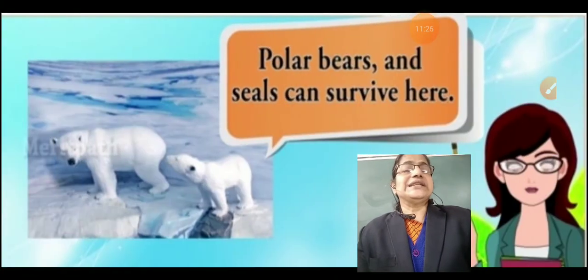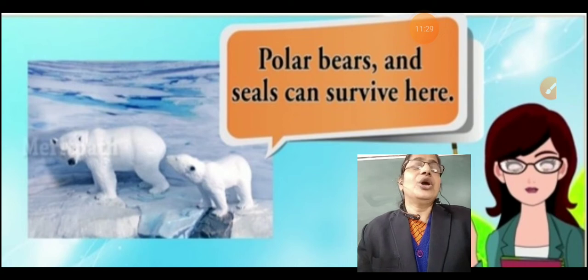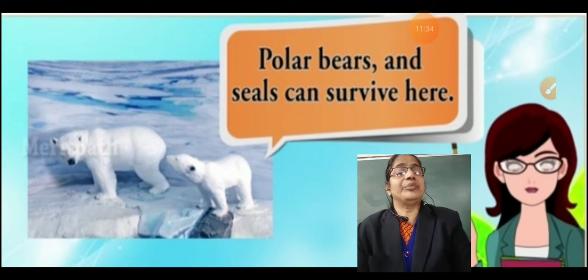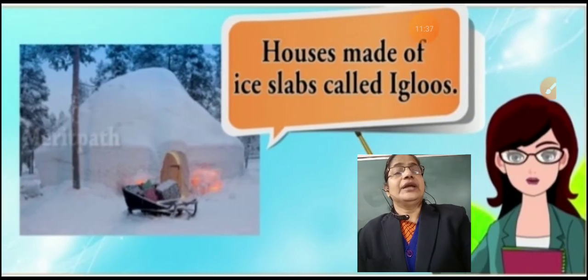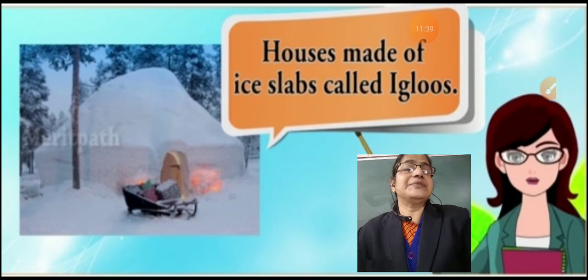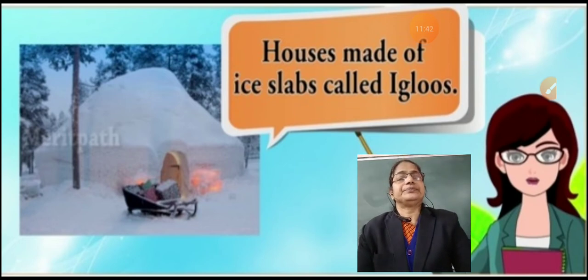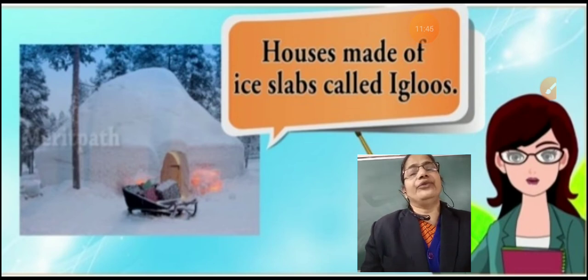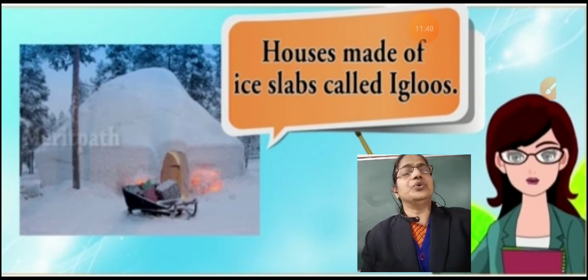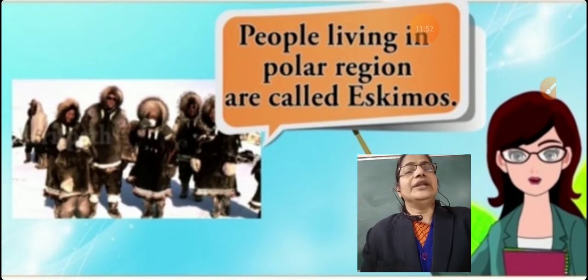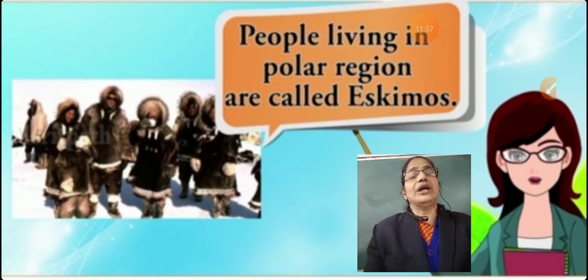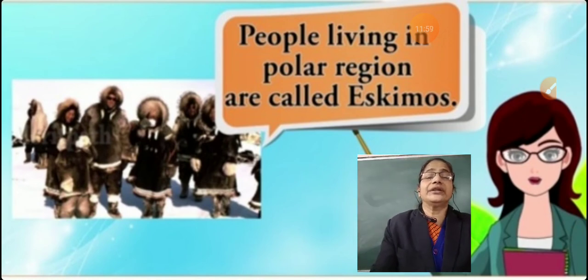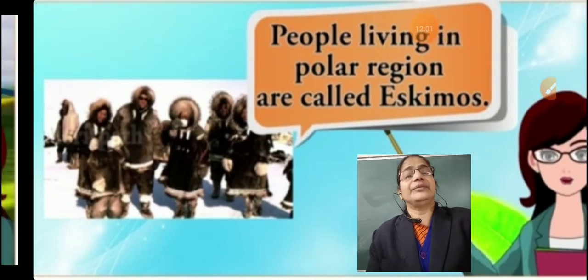Polar bears and seals can survive here. Houses made of ice slabs are called igloos. There the houses are made of ice slabs called igloos. People living in polar regions are called Eskimos. You can see here.